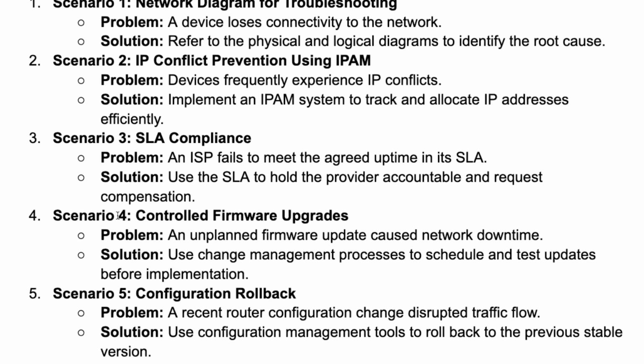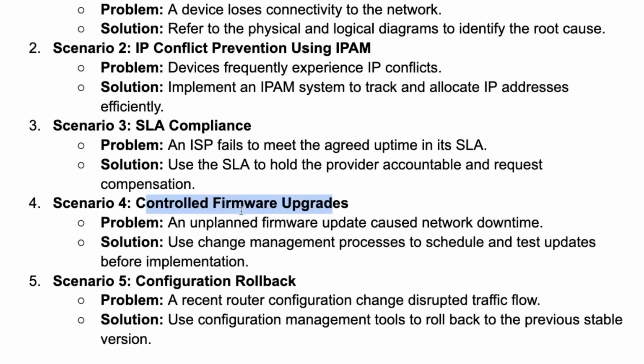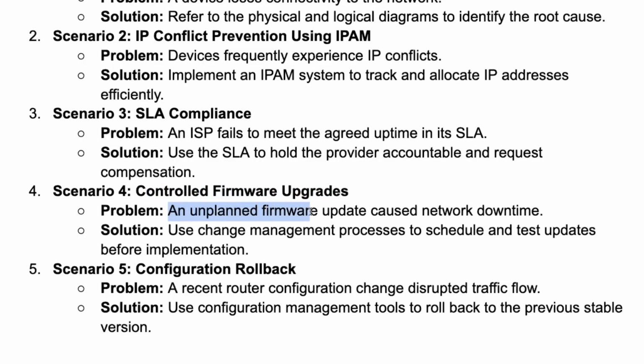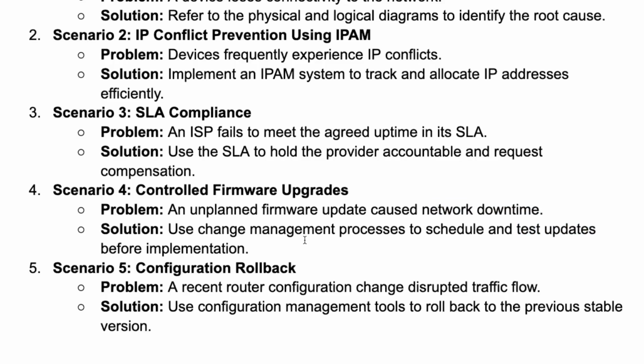Scenario 4 would be the controlled firmware upgrade, and the problem is that there is an unplanned firmware update that's caused network downtime. So we need to update the firmware, right? So we would use the change management processes to schedule and test updates before implementing, because there was the unplanned update that caused network downtime. So you need to use that to test the update, right? Like do it in a controlled environment before implementing it to the rest of your network so that you don't have network downtime as a whole, right?